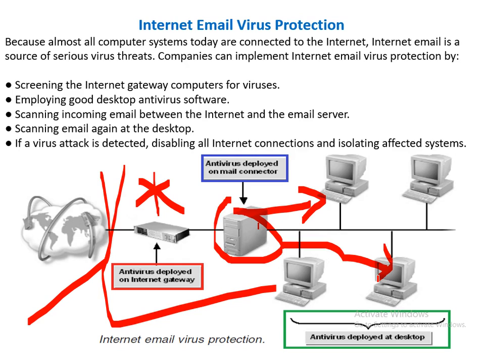These are the parameters, or you can say the scanning levels. If a virus attack is detected, disable the internet. We can configure whether that particular computer should be shut down or disconnected from the network, so that the virus will not be replicated to other computers on the network. These are the very common methods of protection against internet email viruses.